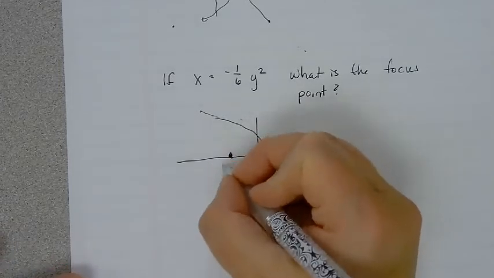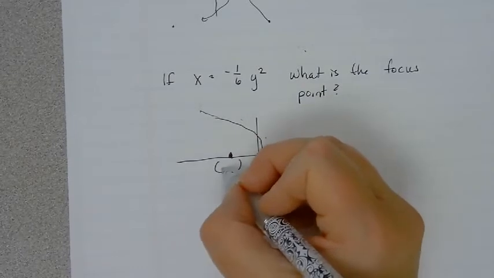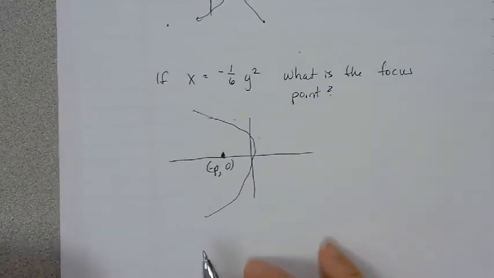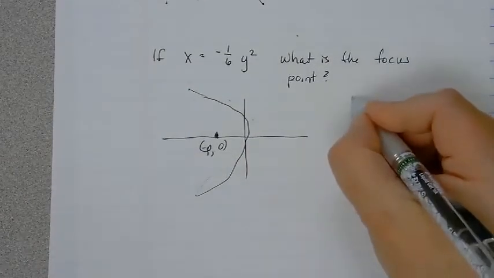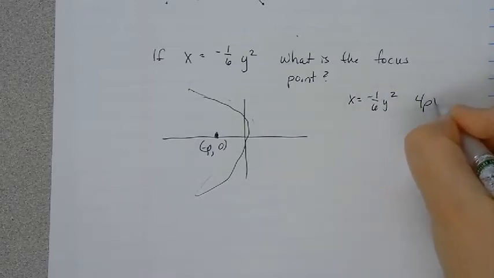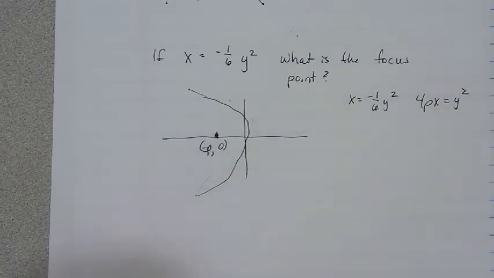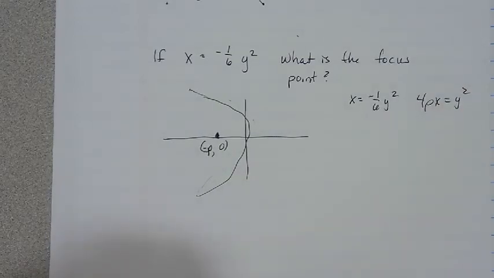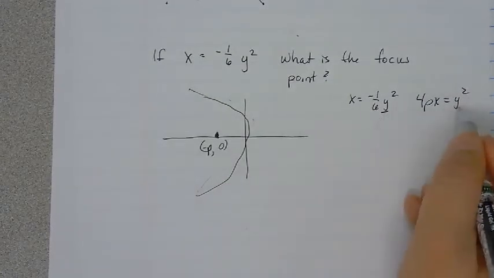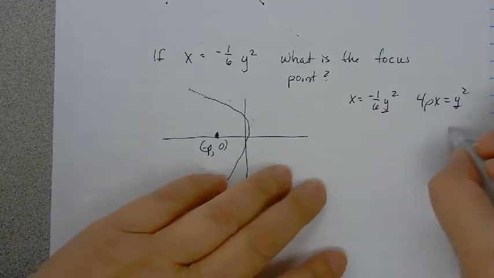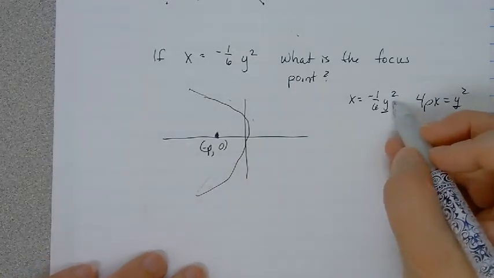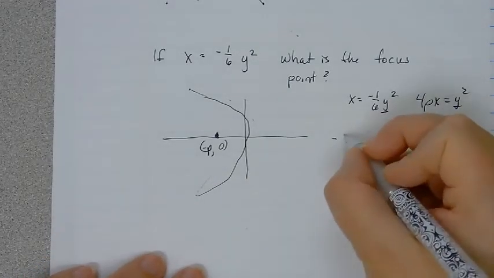What I'm wanting to find is this focus point. I know that the p is going to be a negative number and the y number is going to be 0. So I want to change this one from x equals negative 1/6 y squared into 4px equals y squared. You can do this a couple of different ways. What I like to do is get the y squared by itself and then do a little substituting. So I'm going to get each of these equal to y squared. So here y squared equals 4px. And here to get y squared by itself, I'm going to multiply both sides by negative 6.